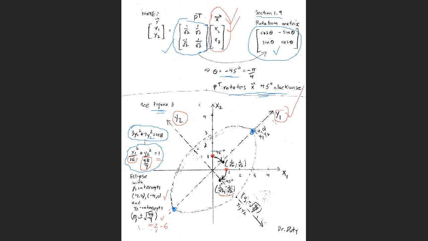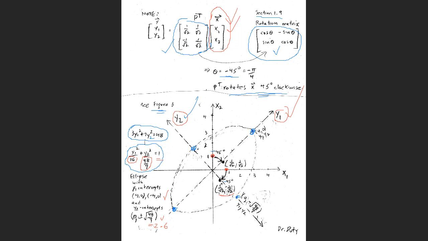And then the y2 intercepts, well, here's the y2 axis. The intercepts are going to be 0, negative 2.6 roughly, and 0, positive 2.6 roughly. And now you can draw this oblique ellipse just as you would an ellipse that's not oblique.